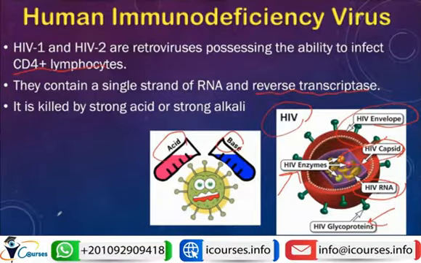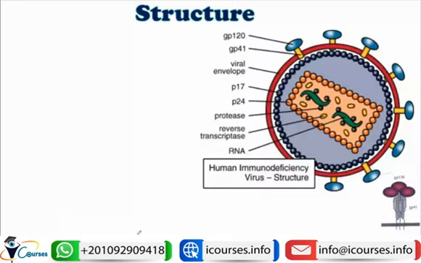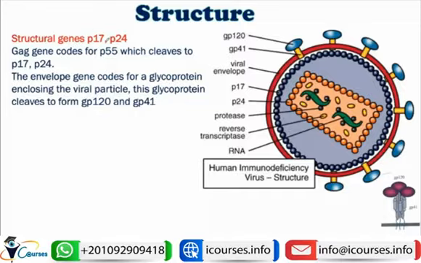Let's now have more in-depth details about the structure of the HIV virus. The HIV virus consists of some structural genes. These structural genes code for different proteins, as we will see now. First of all, the first types of genes are called structural genes. So what are the structural genes? The structural genes can be classified into two types: the GAG genes and the envelope gene.